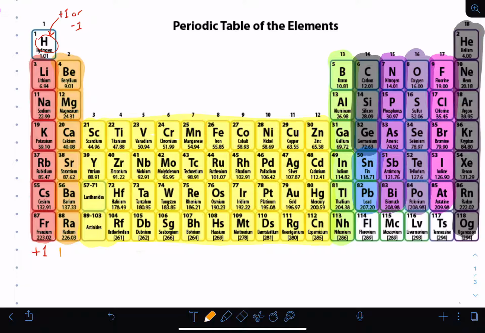So similar idea here. The next family tends to form +2 because these ones will lose 2 valence electrons, which will give them the same configuration as a noble gas. For instance, beryllium has 2 electrons in its 2s. If it loses 1 and then 2, now it has the same configuration as helium.